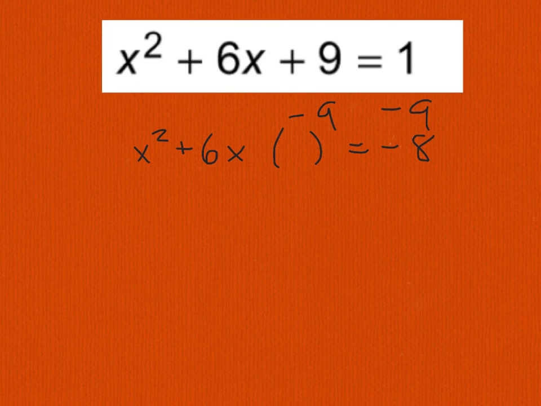What's going to go in this space here? So 6 over 2 squared. What's 6 over 2? 3. So 3 squared. So 3 squared is 9. So this means that we're adding 9 to the left side, so we also need to add 9 to the right side too.